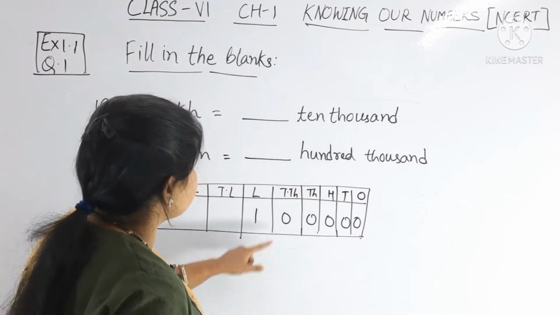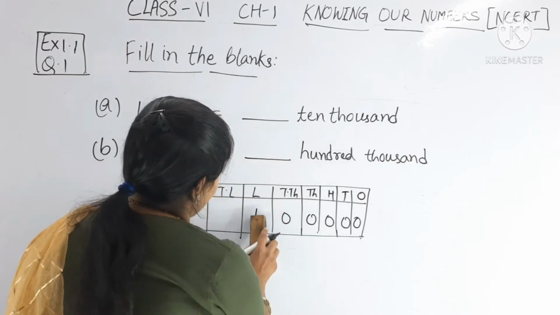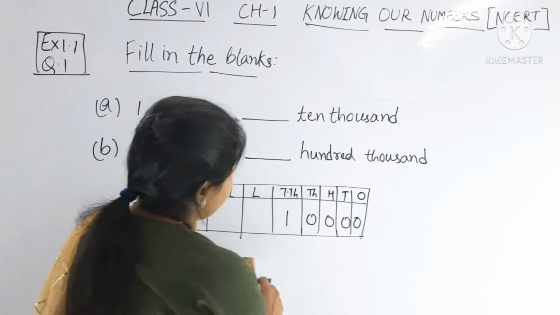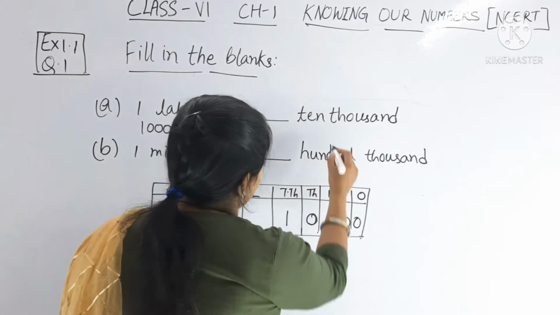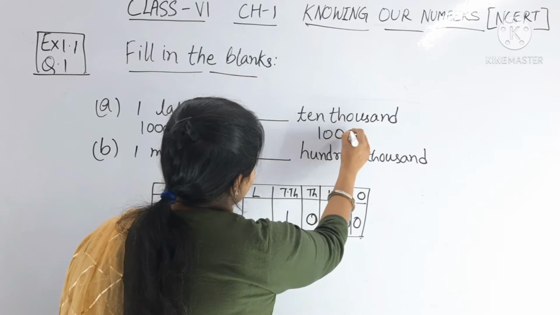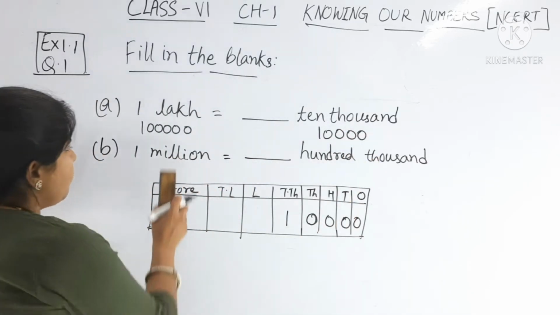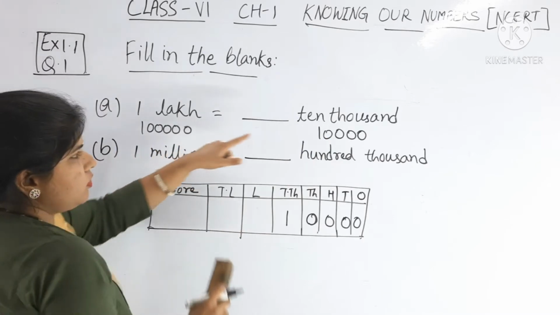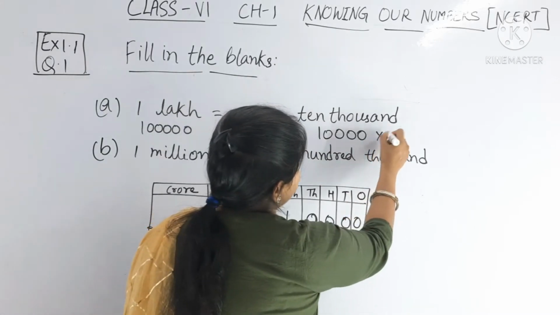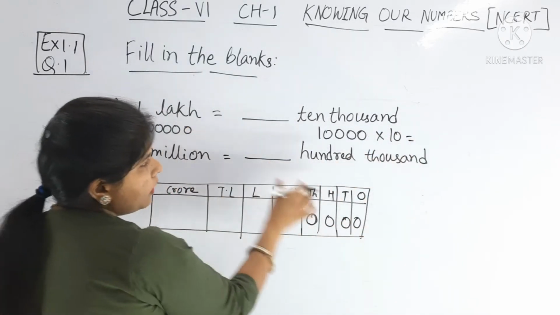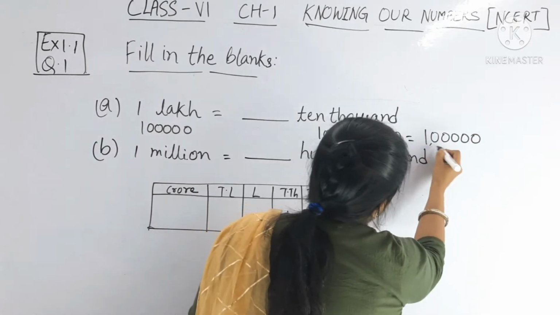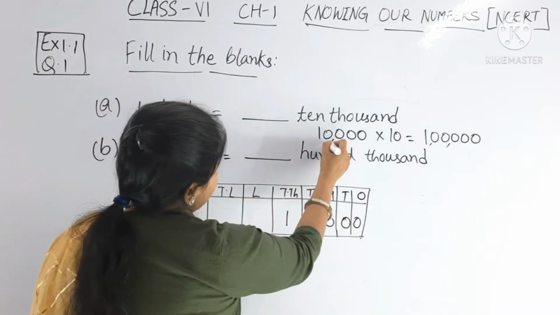And how do you write 10,000? In 10,000 we will write 1 here and the others will be 0. 1 and how many zeros here? 1, 2, 3, 4. So how many 0s are less here? 1 zero is less. Here are 5 zeros and here are 4 zeros. So if we multiply by 10, this will be equal to 1 lakh, that is 1 and 5 zeros. 1 lakh. This is 10,000.